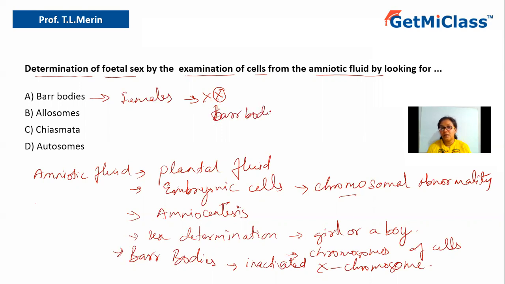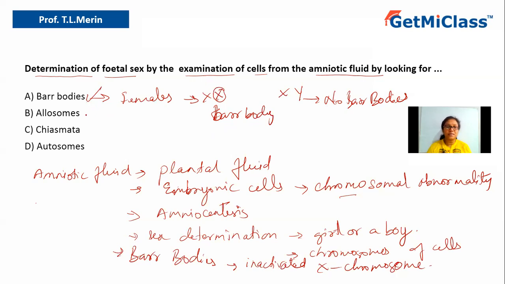Whereas in case of male, only one X chromosome and one Y chromosome will be there, so these will not contain bar bodies. And that's how we can find out whether the baby is male or female. If there is presence of a bar body, that means it is female. If there is absence of a bar body, that means it's male. So option A should be the correct answer, because here we can determine the sex by looking for the bar body.